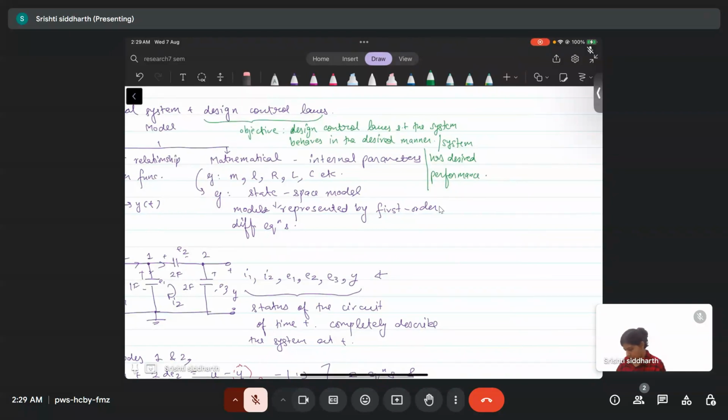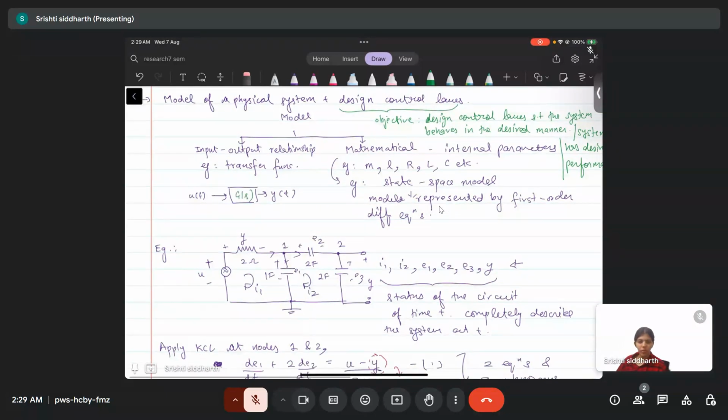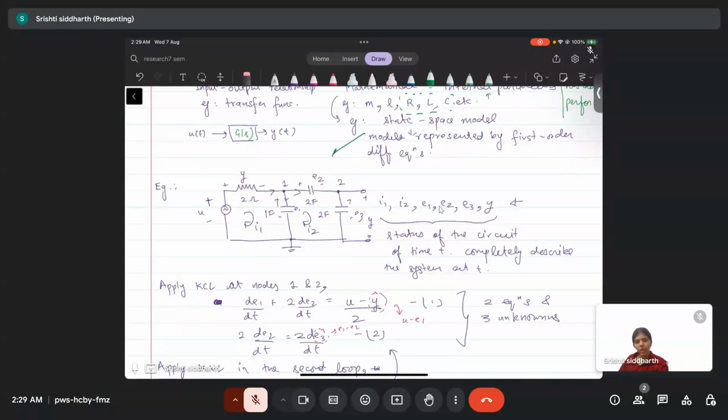After this, we looked at what kind of models we'll consider. We'll either consider models which just have an input-output relationship, for example the transfer function, which we write as G(s). And the other one is based on the mathematical model of the system, particularly in the case in which we consider internal parameters of the system. For example, for an electrical circuit, the model which depends on the values of the R elements. One such example is the state space model.